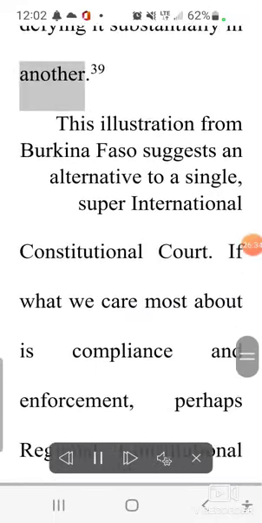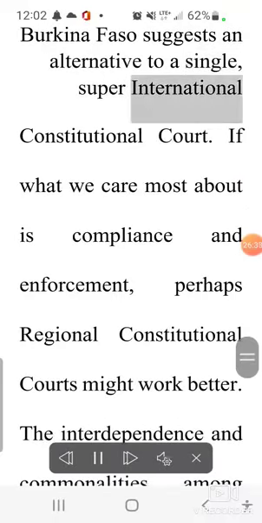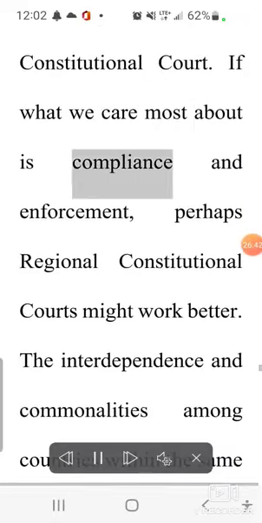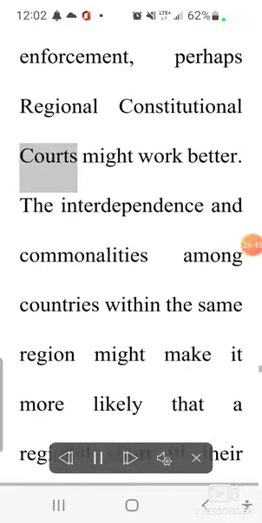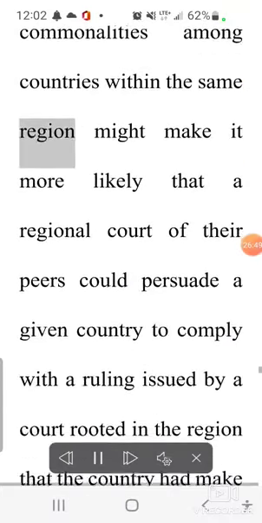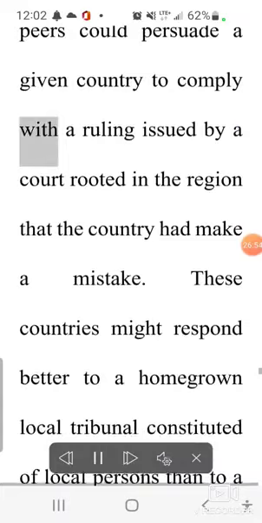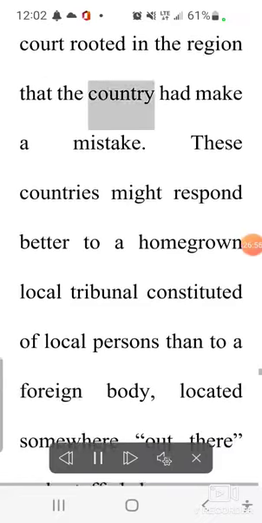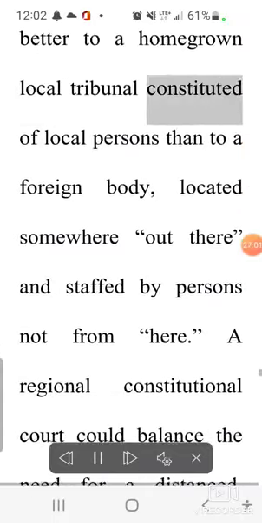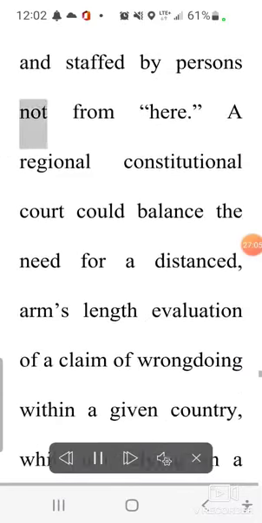This illustration from Burkina Faso suggests an alternative to a single, super-international constitutional court. If what we care most about is compliance and enforcement, perhaps regional constitutional courts might work better. The interdependence and commonalities among countries within the same region might make it more likely that a regional court of their peers could persuade a given country to comply with a ruling issued by a court rooted in the region that the country had made a mistake. These countries might respond better to a homegrown local tribunal constituted of local persons than to a foreign body, located somewhere out there and staffed by persons not from here.